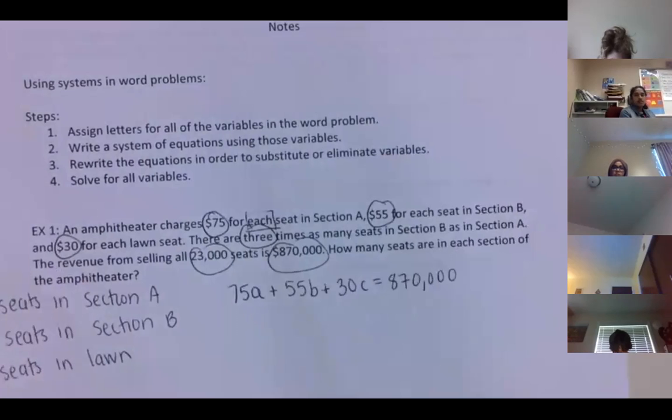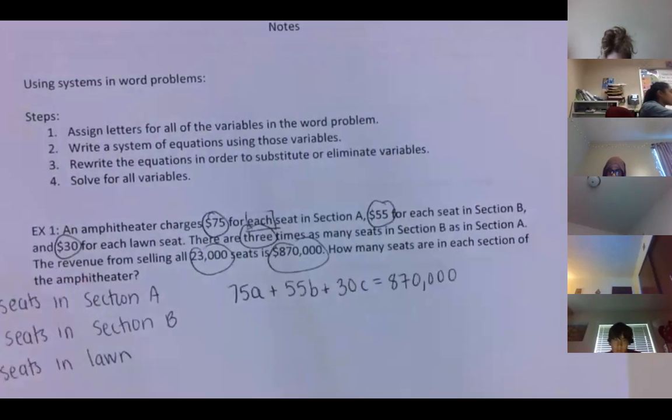So what are you doing with the 23,000? I haven't gotten to that one yet. The first equation I did was just related to money. Good question though. I know because I have 3 variables, I need to have 3 equations. So that takes care of one equation.